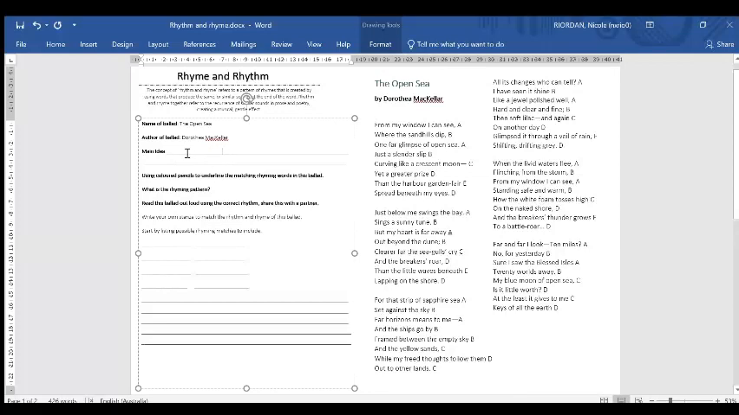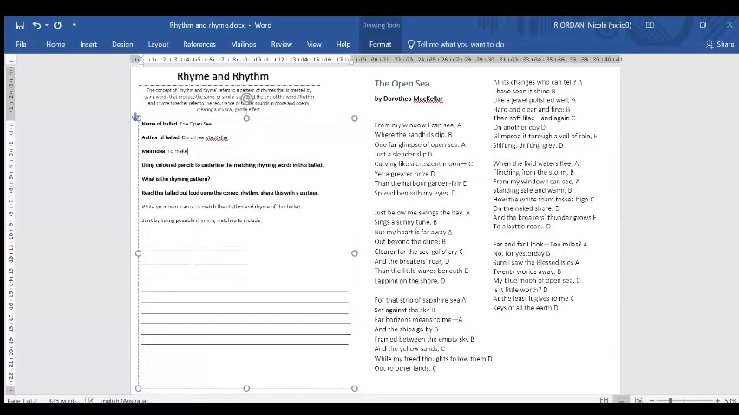I feel that the main idea of this poem is it's about the sea, and I think it's about Dorothea McKellar's love of the sea. And I feel like what she's trying to do is make us picture and think of and love the sea as well. So I think that is probably the main idea of the poem, to make a reader remember their love of the sea.